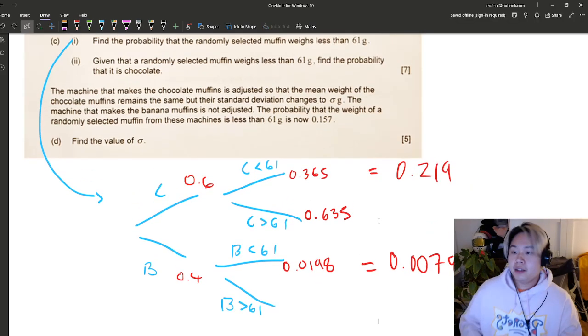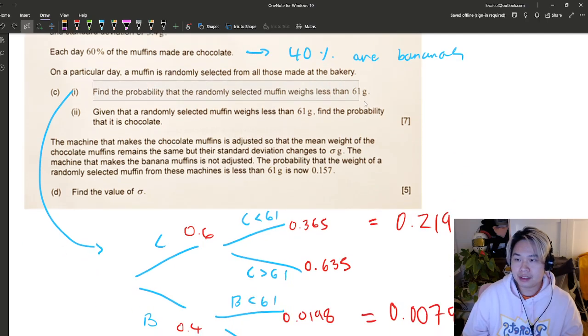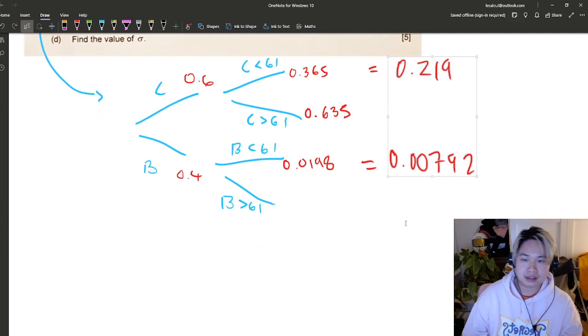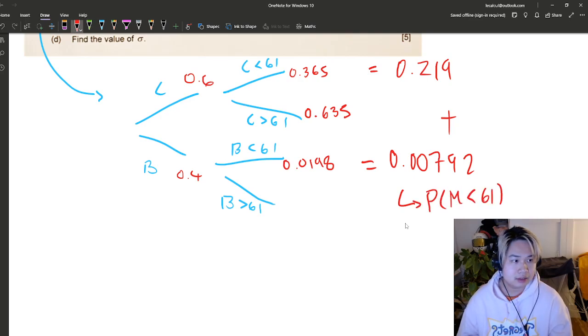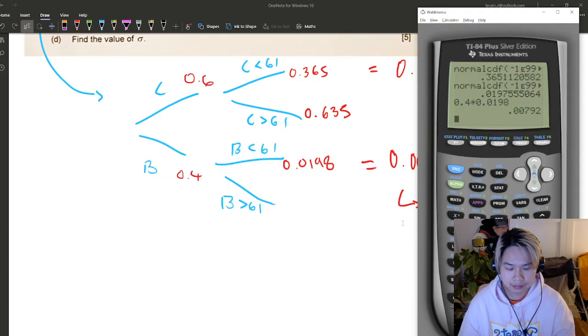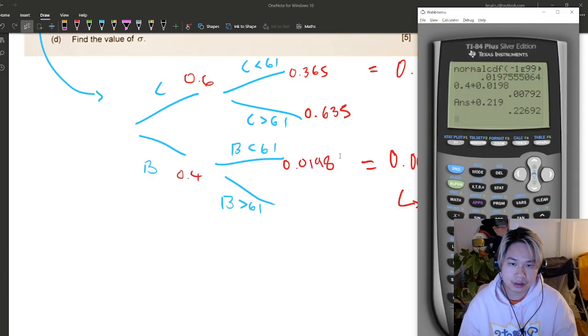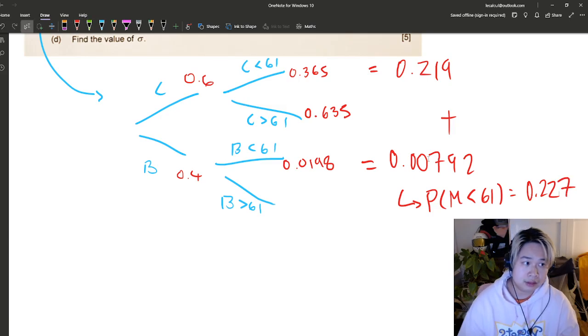Okay, so then now we can answer this. Find the probability that a randomly selected muffin weighs less than 61. So these are both the ways that you can be less than 61, so we add them together. So this is the probability that your muffin weighs less than 61. So plus 0.219. So 0.0227.